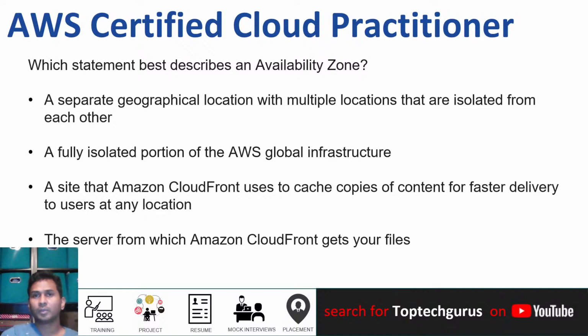The map of AWS has a list of regions, availability zones, and edge locations, and you can see that each region has multiple availability zones, and the edge locations are not really related to these. The last option there, so I'm going to strike off number 3. It's definitely an edge location, whatever is described there. Number 4 is the server from which CloudFront gets your files. Again, availability zone has nothing to do with CloudFront. They're talking about the server, which is not an availability zone.